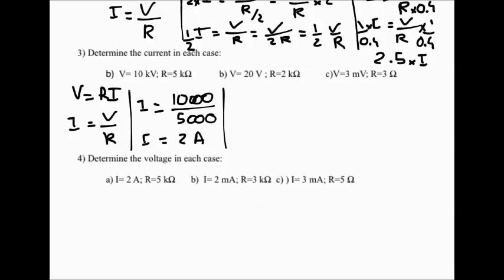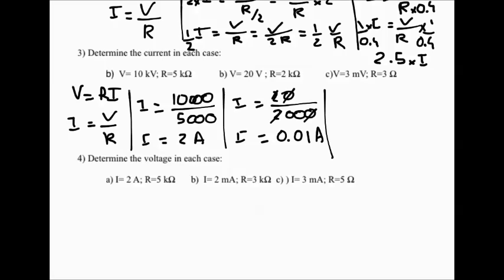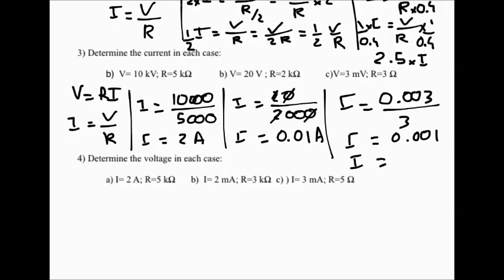In this one, I is 20 over, again, 1,000, 2,000. So you cancel 1, so the 2 is going to cancel as well, so you're left with 1 over 100, which is 0.01 amps. Last one, you have 3 millivolts, so 3 times 10 to the minus 3, over 3, so I is 0.001 amps, or you can write I is 1 milliamp.